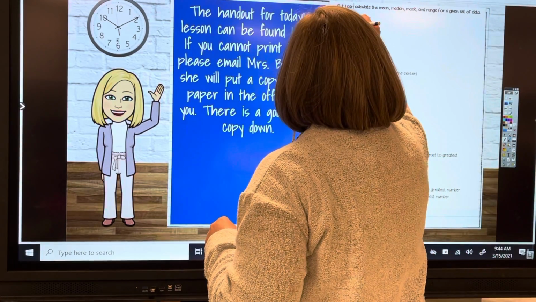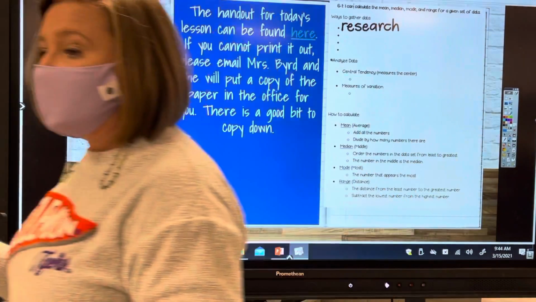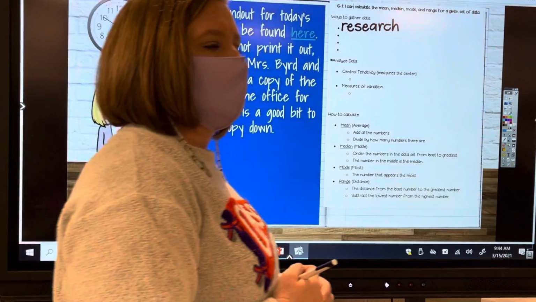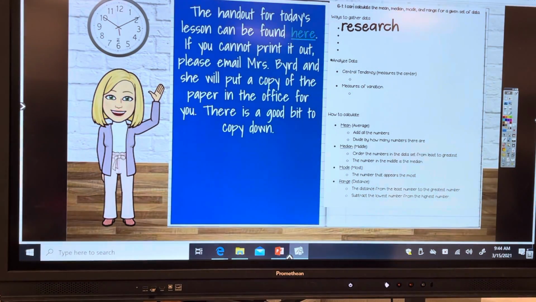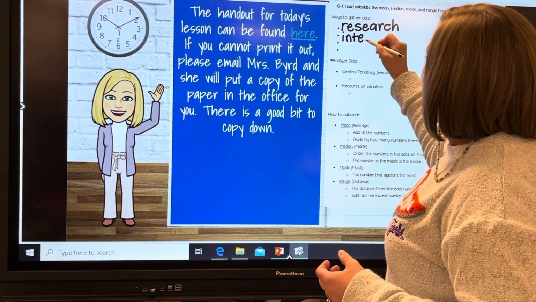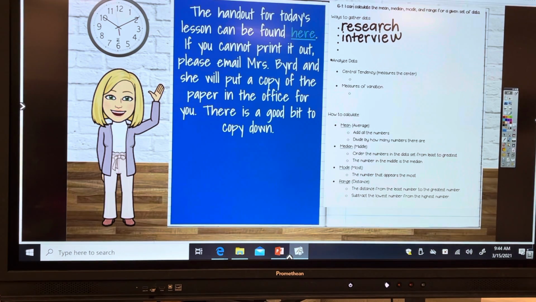So one way to gather data is to research it. You can look it up. Another way, if there is a weatherman that has been at a station for 30 years, you might could go to that person and interview him or her. You may get other types of data by interviewing someone.